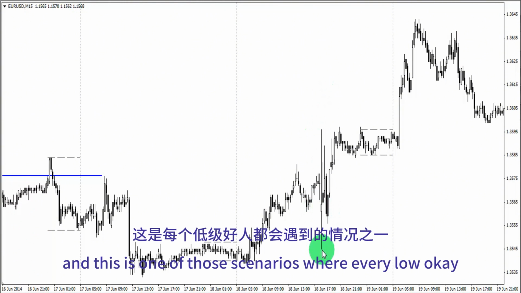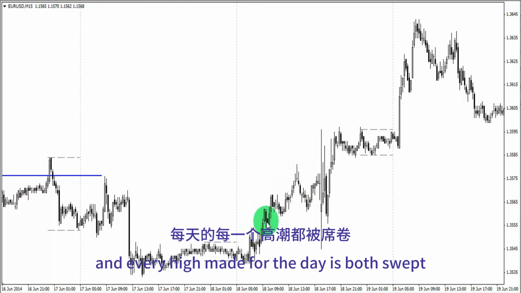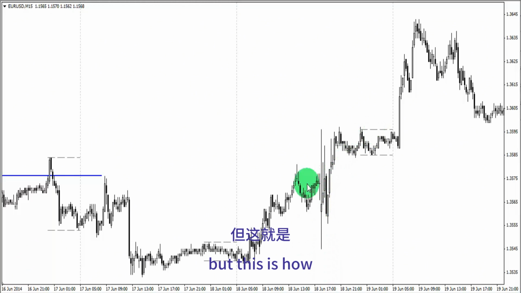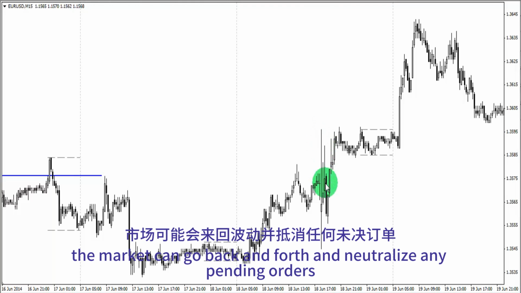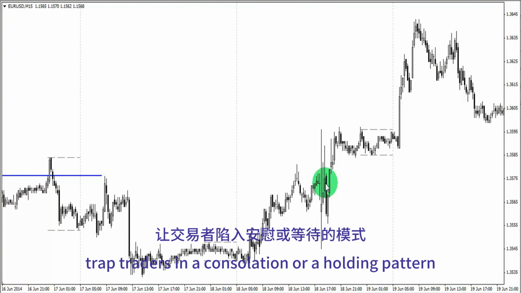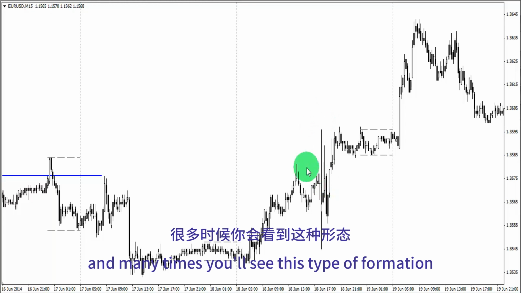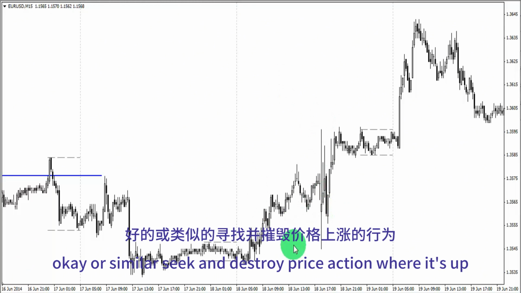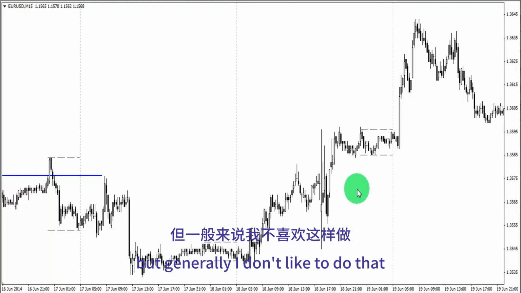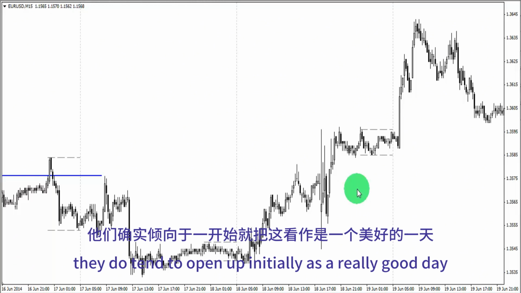This is one of those scenarios where every low and every high made for the day is swept. Now, ultimately, in this case we did continue a little bit higher, but this is how the market can go back and forth and neutralize any pending orders and then more or less trap traders in a consolidation or a holding pattern. Many times you'll see this type of formation, or similar seek and destroy price action, where it's up, down, consolidation day. They can be traded and faded, but generally I don't like to do that. And unfortunately, they do tend to open up initially as a really good day, but then it goes to crap rather quickly.